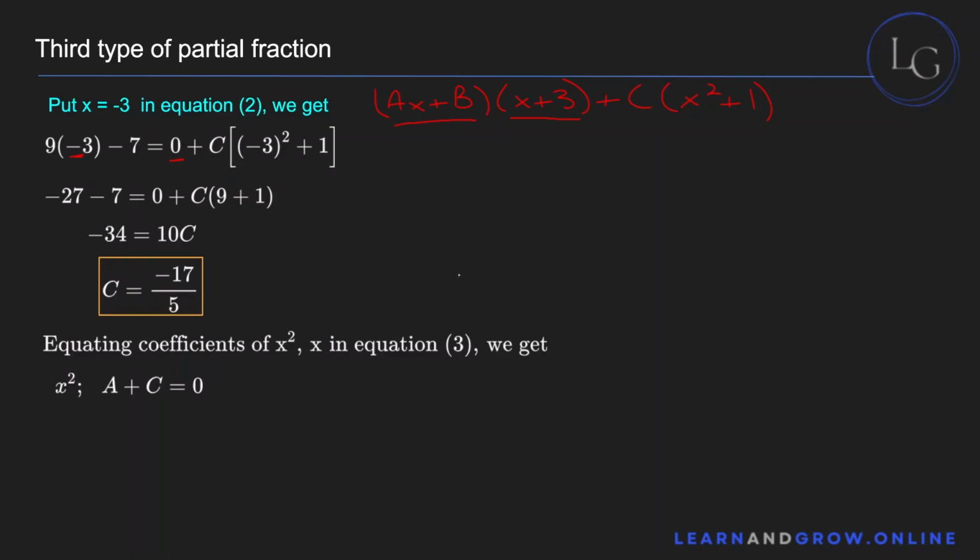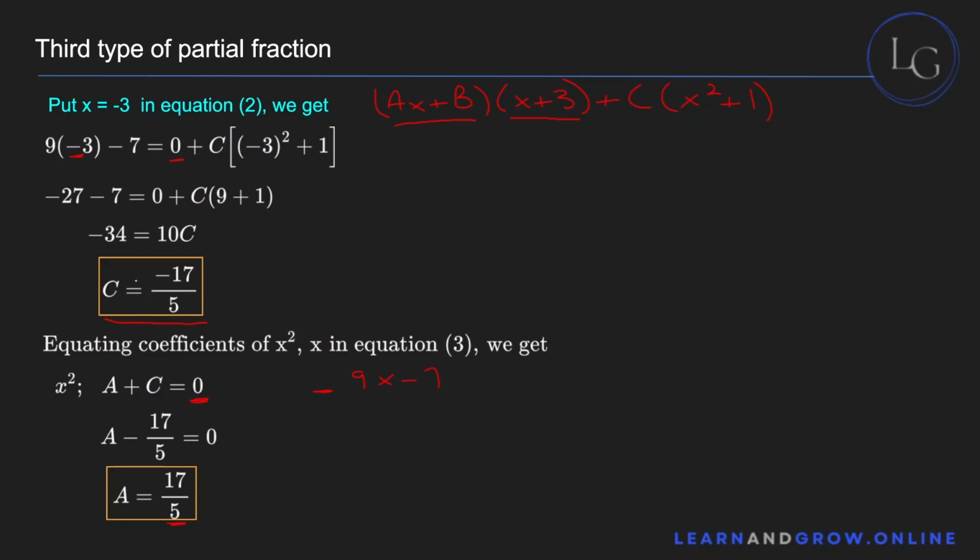So a plus c is equal to 0. Why is it equal to 0? Because as you can see, the left hand side, which is basically 9x minus 7, has no x squared term in it. So the x squared term is equal to 0. So a plus c is equal to 0. We found the value of c before. When you plug that in, you get the value of a as 17 over 5.